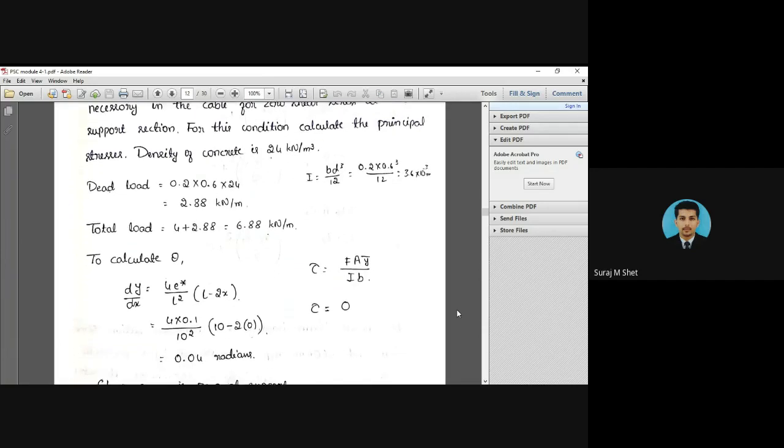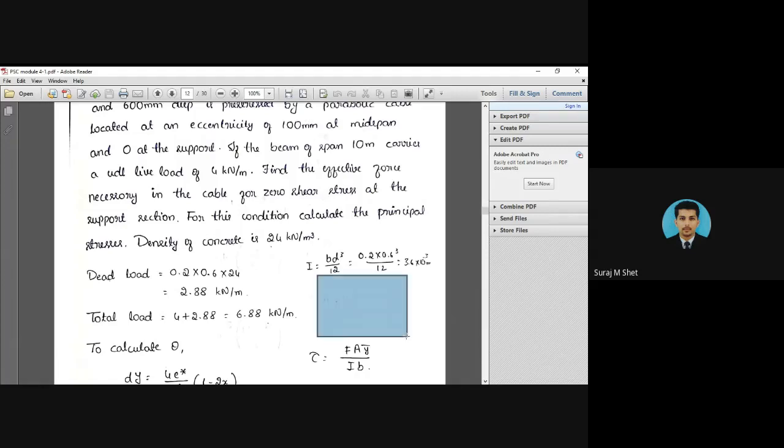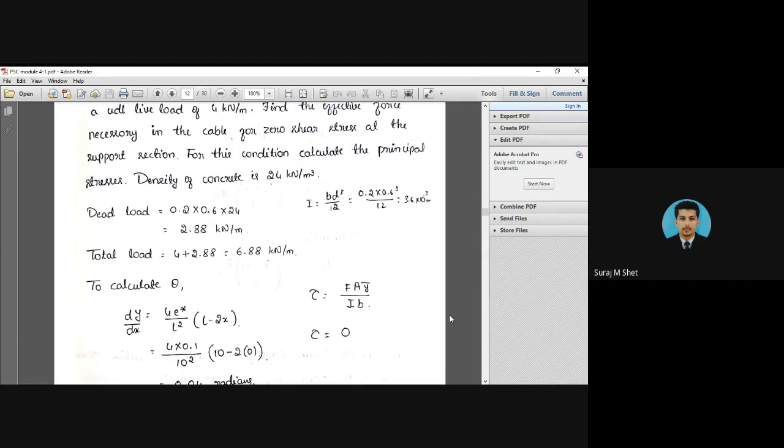So how to calculate theta? Why am I introducing theta here? If the cable is straight like this, there is no angle formed. If the cable is inclined like this, 0 at the support, like this, if the cable is parabolic, then you have to introduce the angle at the support. So what is the formula? This is the general formula you have to remember in the exam.